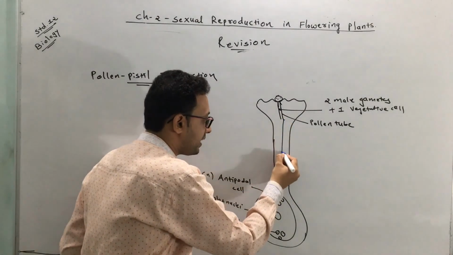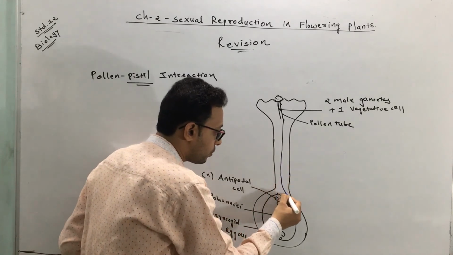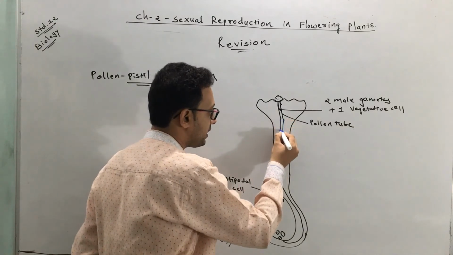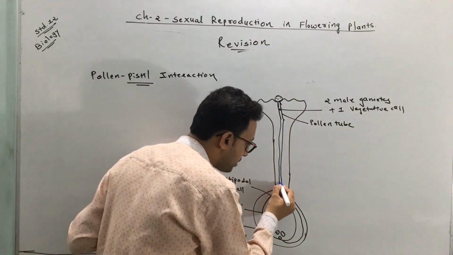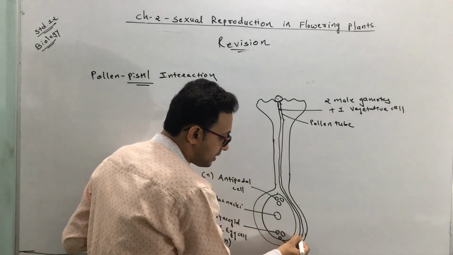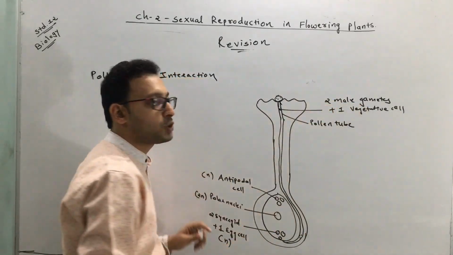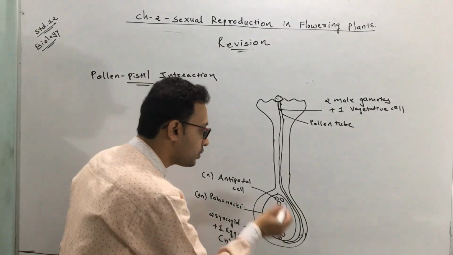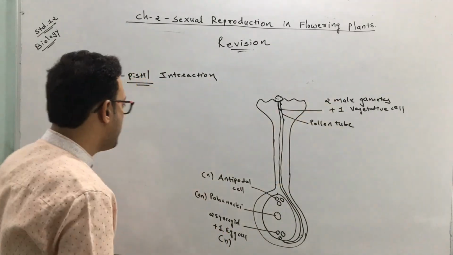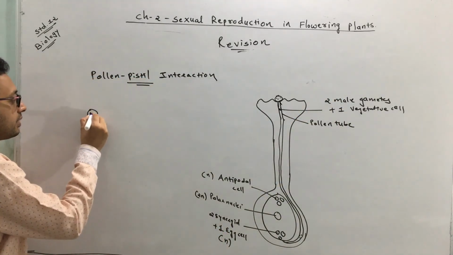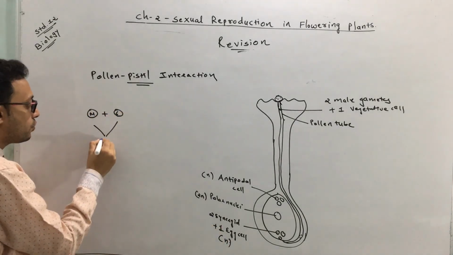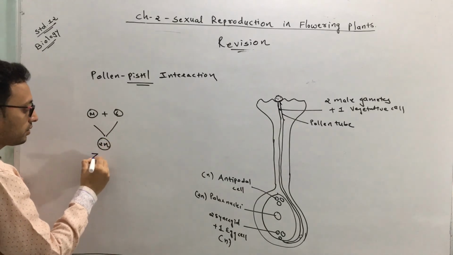Now it grows towards the micropyle, and it enters through the micropyle region. See, the tube grows. Now whatever contents are present, you know the three contents. This pollen tube has two male gametes and one vegetative cell. They are released into the embryo sac. From the two male gametes, one male gamete fuses with the egg cell. This is the egg cell, and that leads to the formation of a zygote.